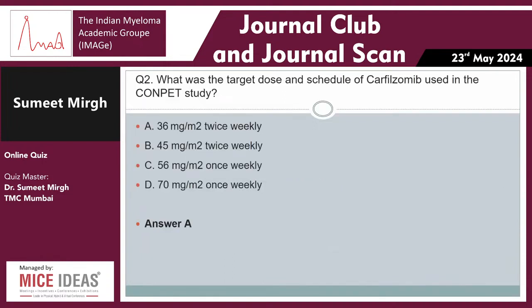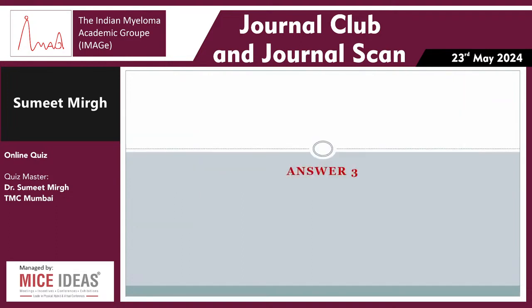Coming to question 2, the dose and schedule of carfilzomib in the Nordic Myeloma Study Group study, that is the CONPET study, was 36 mg per meter square twice weekly, whereas in the MASTER trial it was 56 mg per meter square once weekly. So the correct option for this question was option A.